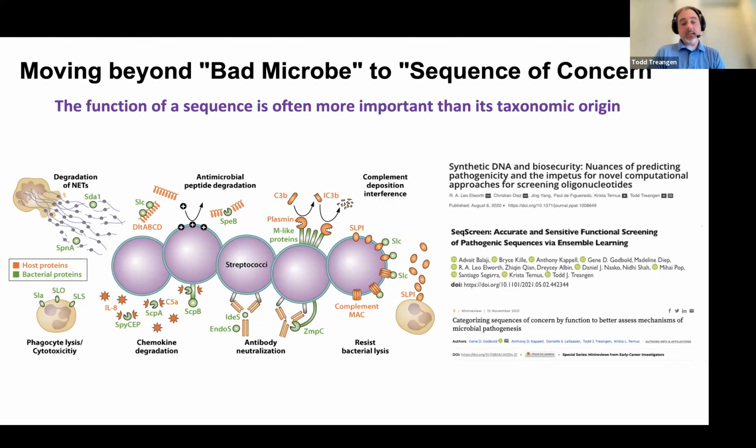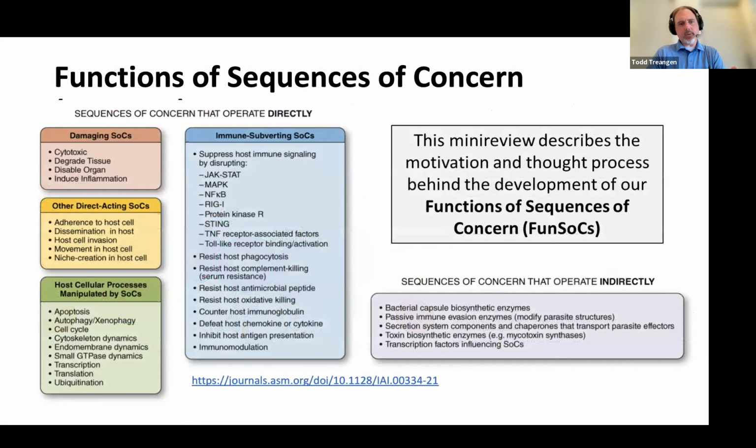So cytotoxicity, antibody neutralization, resisting bacterial lysis, antimicrobial peptide degradation. So really thinking about what are all of the different things that could negatively impact a human host, for example. And this is just a small, quick vignette of that idea. Getting into this a little bit further, we have different categories. So maybe this would answer that question even further.